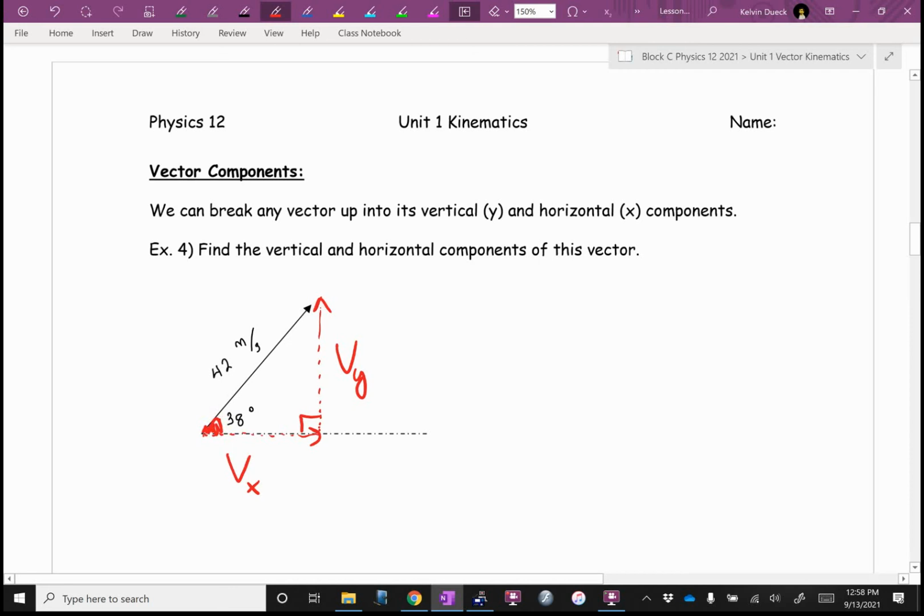Notice this time my triangle has 3 things. I'm going to label all 3 sides now. Oh, and that 42, opposite, adjacent, or hypotenuse? Yep. What about Vx? Yep. Good. What about Vy? Yep. If you need to write SOHCAHTOA at the top of the page, go ahead. Oh, and what do you want to find first, Vx or Vy? I don't care, pick.